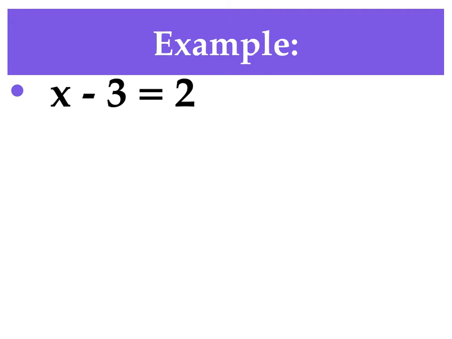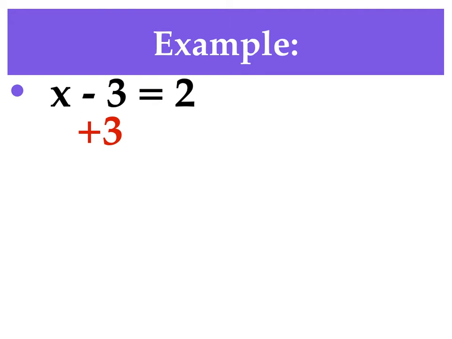Some examples of inverse operations: we're going to look at these using one-step equations for right now, and we're also going to talk about some properties. So the first equation that we're going to look at is x minus 3 equals 2. In order to get x by itself, or to isolate x, we need to do the opposite of subtracting 3. The inverse of subtracting 3 would be to add 3.